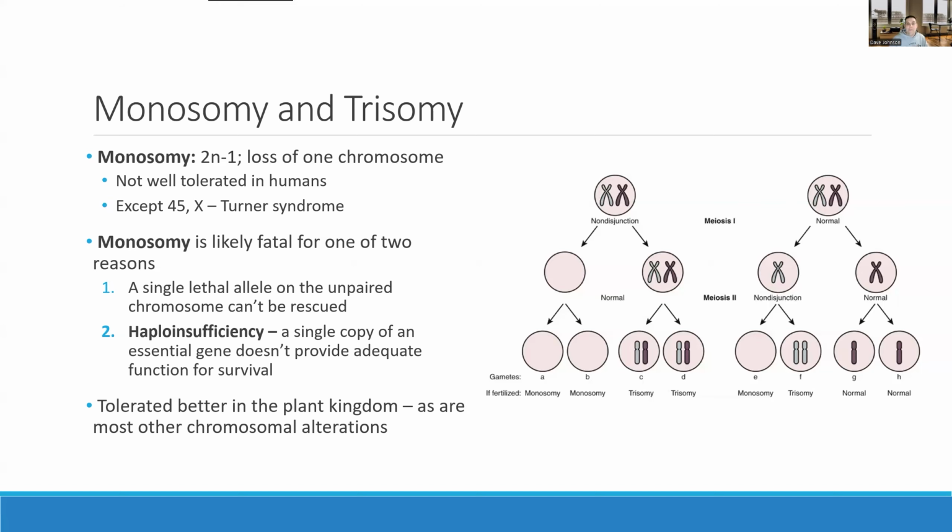Okay. And one of the things we know is when these mutations occur, they seem to be better tolerated in the plant kingdom, as are most other chromosomal alterations. Okay. A lot of what we're talking about is not going to be compatible in humans, but since genetics impacts all living things, we have to talk about this in the context of all living things, including plants. So again, monosomy is not particularly well tolerated in humans, with a few notable exceptions.